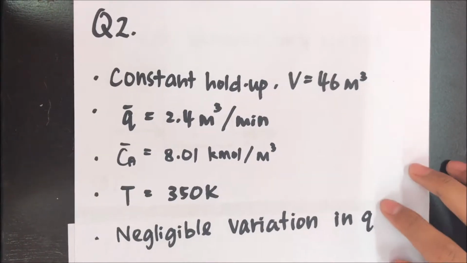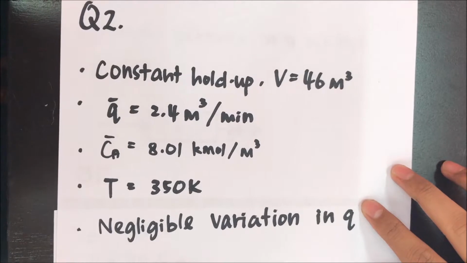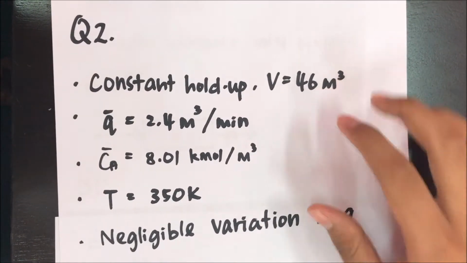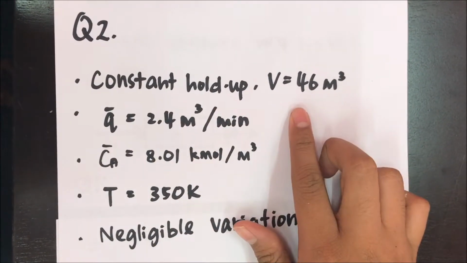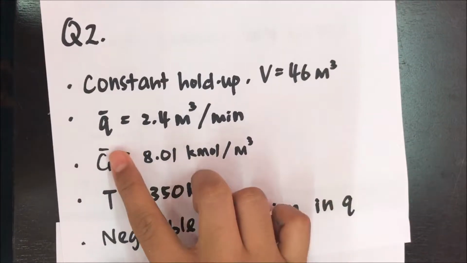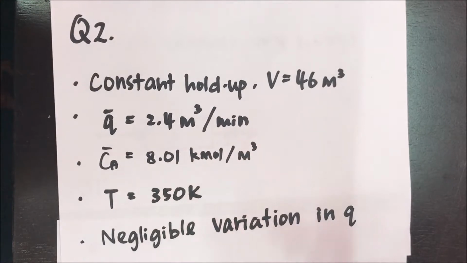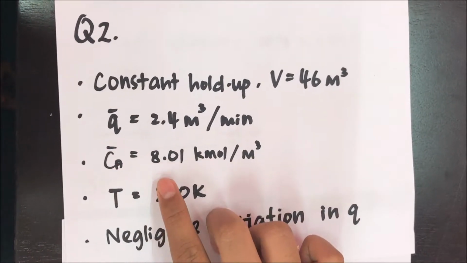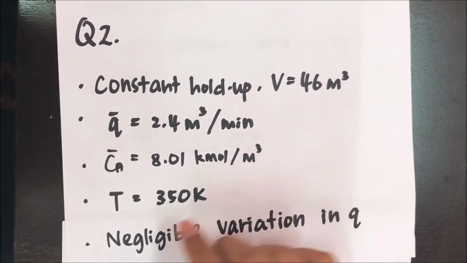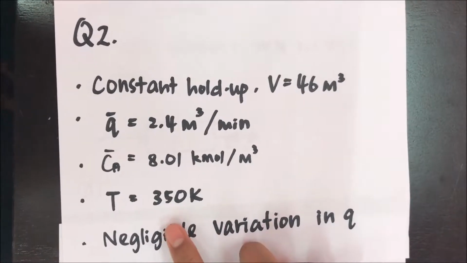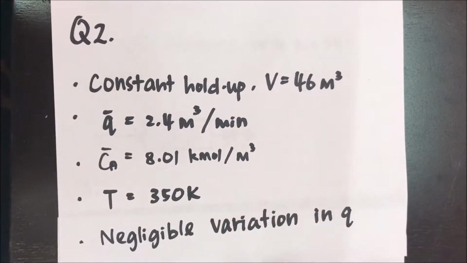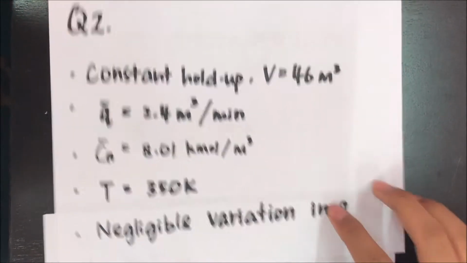Okay, now we are going to question number 2. For question number 2, the following is the information. As we know, the constant hold up volume is 46 meter cube. The volume flow rate will be 2.4 meter cube per minute. The concentration at steady state will be 8.01 kilomole per meter cube. The temperature will be 350 Kelvin, and we can neglect the variation in Q.